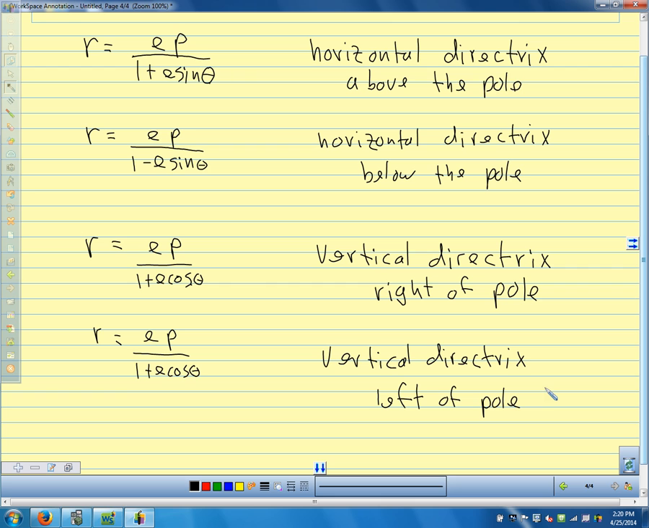So this just gives us another way to work with these equations. And if we are given some information about our conic section, it gives us some tools to come up with an equation for our conic section. So if the problem says we want to find the equation of the whatever that has a focus or vertices at these points and a horizontal directrix below the pole, we can come up with an equation. And that's the examples I want to do next.